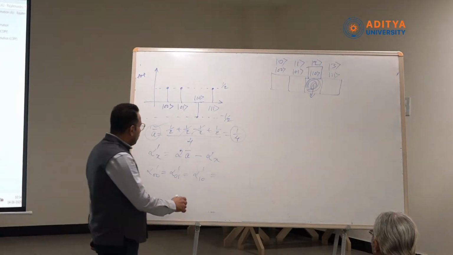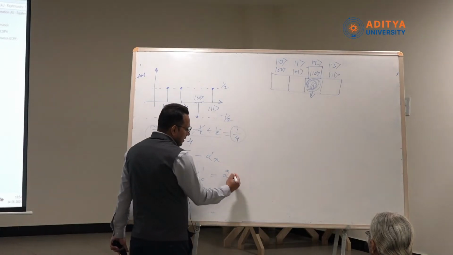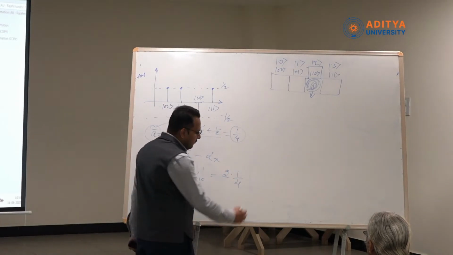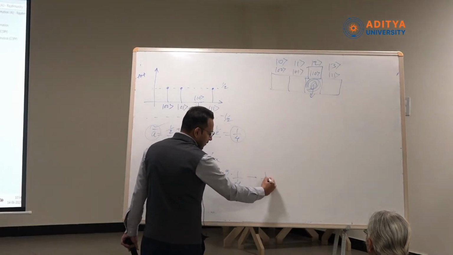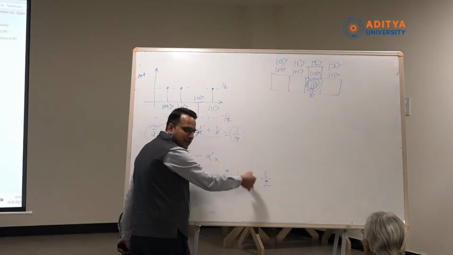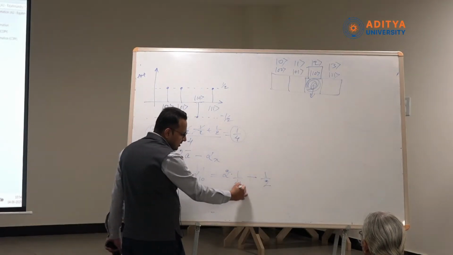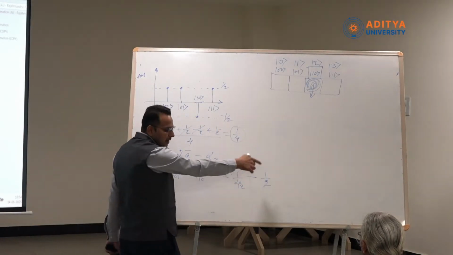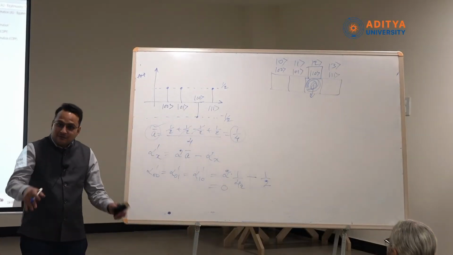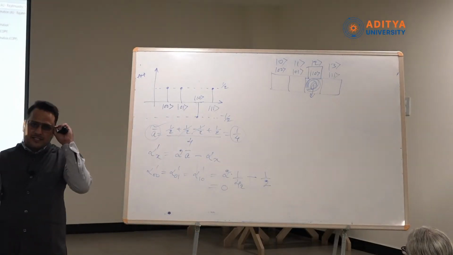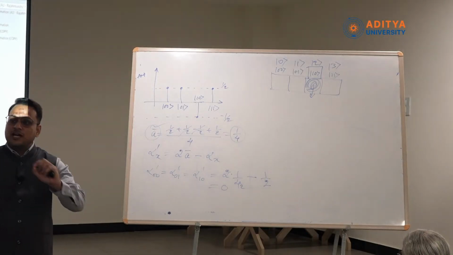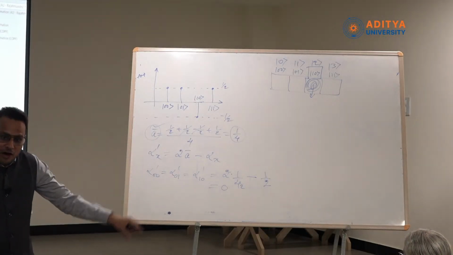So what to write here? Twice of the average, and the average is 1 by 4, minus 1 by 2. Because this was the amplitude earlier calculated, it is 1 by 2. 1 by 2 minus 1 by 2 is equal to 0. So at the first step only, the amplitudes related to the non-desired elements have become 0.